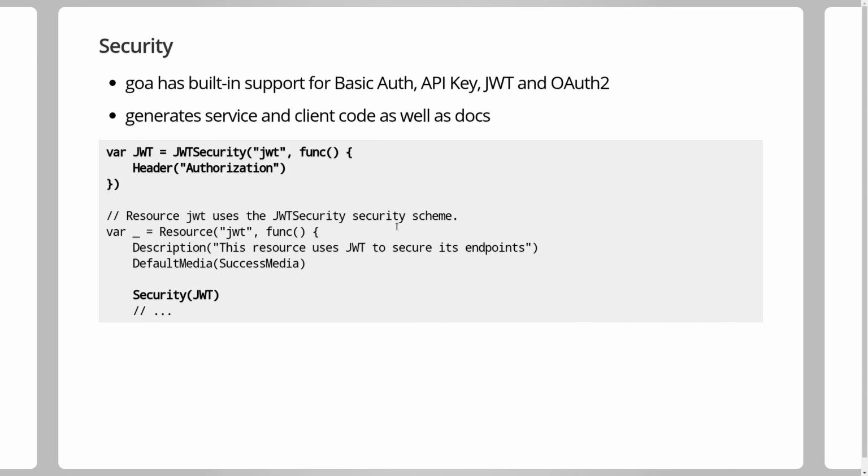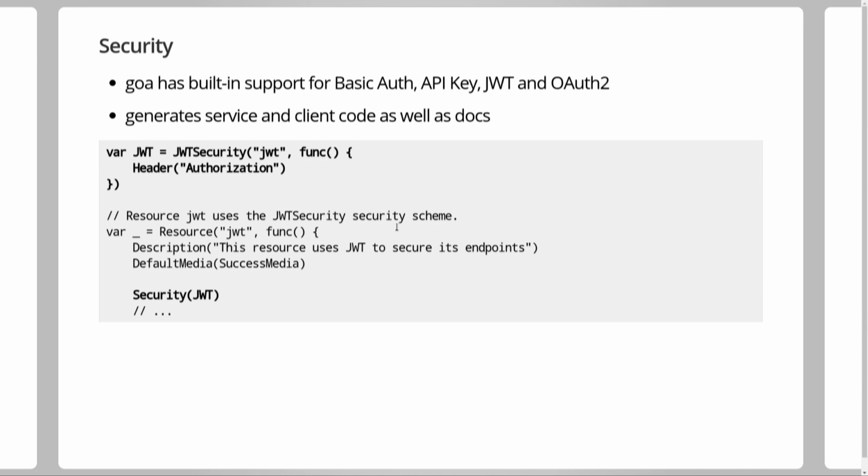Another thing you can do with Goa is define your security schemes in the design. And Goa has built-in support for basic auth, API key, JWT, and OAuth2. And by native support, I mean that you can define those things in design, and you will get code generated in the client, you will get code generated in the service, and it will also be part of the Swagger specification. So documentation will also show that.